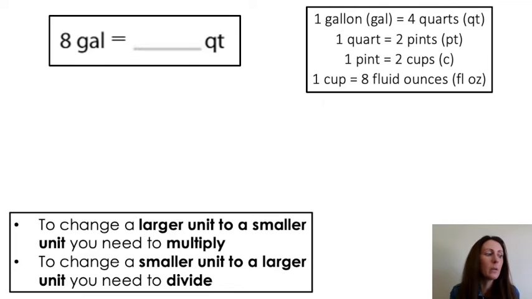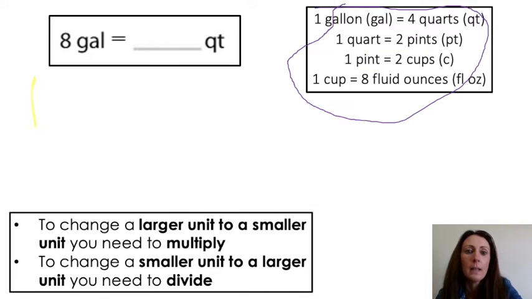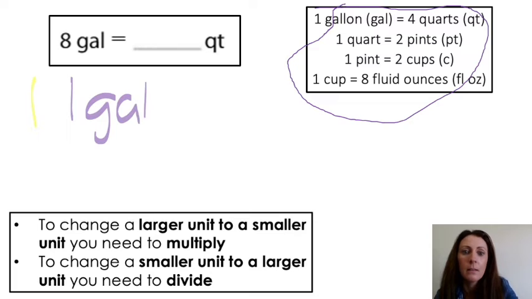Okay, if you said we are going from a larger unit to a smaller unit, you would be correct, because looking up here on my chart, I see that a gallon is bigger than a quart. So I'm going from a larger unit to a smaller unit. I know that there's, ooh, I don't like that color. Let's try a different color. There's 1 gallon that equals 4 quarts, right?